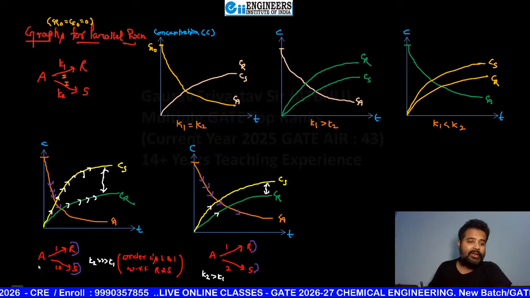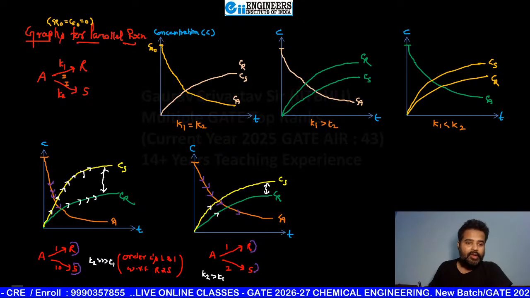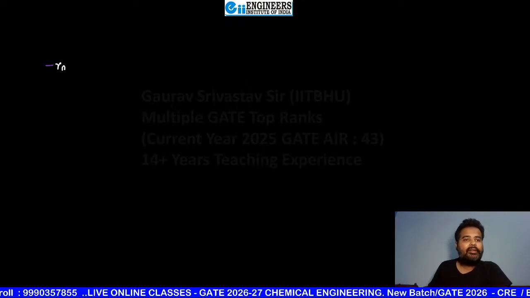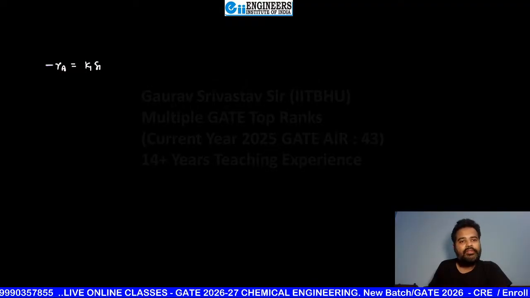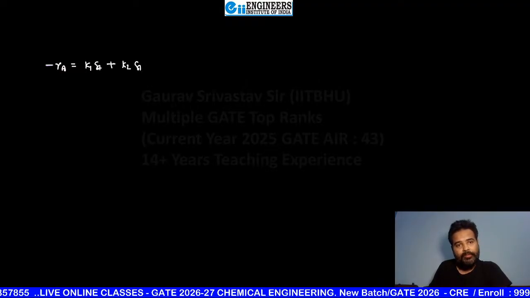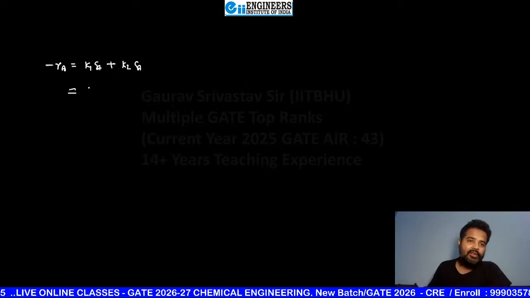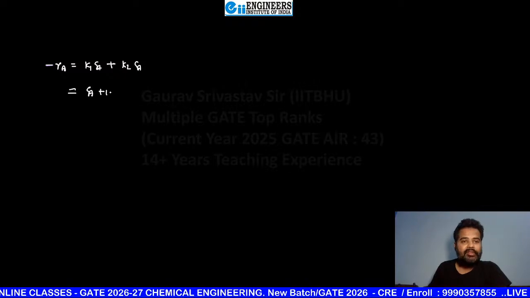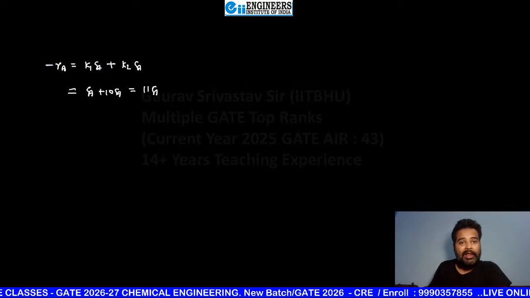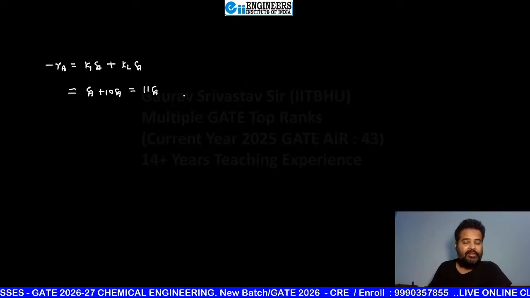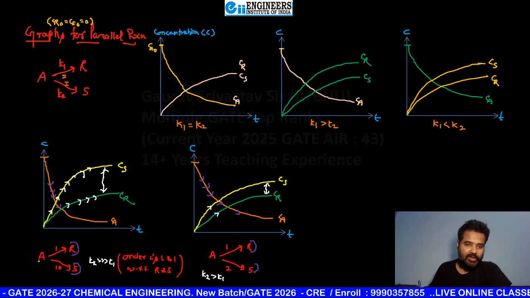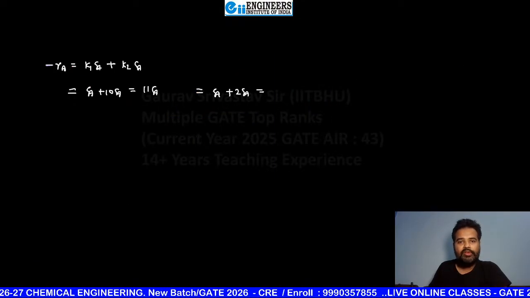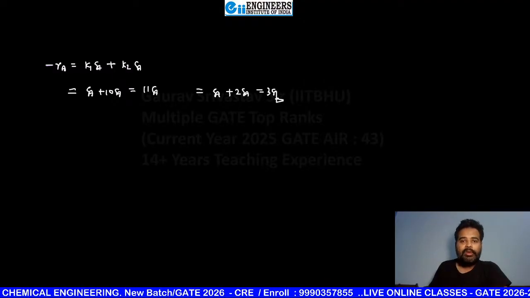Like suppose you are writing the expression, see: minus rA equals K1 CA plus K2 CA. In one case, the K1 value is 1 and K2 is 10, so CA plus 10CA. So the total rate of disappearance is 11CA. And in the second case, see, it's 1 and 2, so 1CA plus 2CA. See, it's 3CA. So see, beta, the rate of disappearance is much higher now.